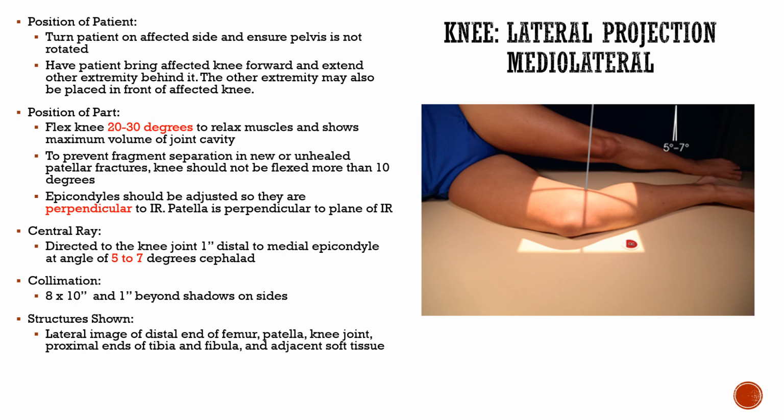The central ray is directed to the knee joint 1 inch distal to the medial epicondyle at an angle of 5 to 7 degrees cephalad, and that is because the medial condyle is 5 to 7 degrees more distal than the lateral. We're going to collimate down to an 8 by 10 and have 1 inch beyond the shadows on each side. And we're going to see a lateral projection of the distal end of the femur, the patella, the knee joint, the proximal ends of the tibia and fibula, and the adjacent soft tissue.